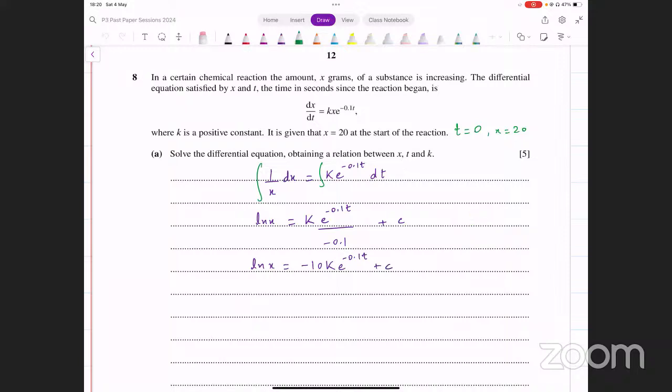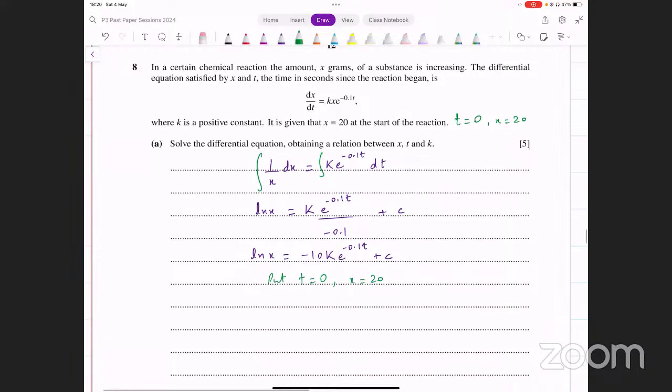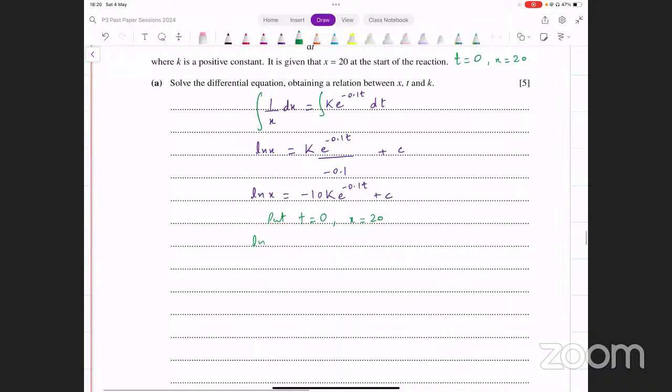Now we need to find the value of c. How do we do that? We put these two values, the value of t and the value of x. We say when t equals 0, x is supposed to be equal to 20. Let's see what we get from that. ln of 20 equals minus 10 times k into e raised to power 0 plus c.